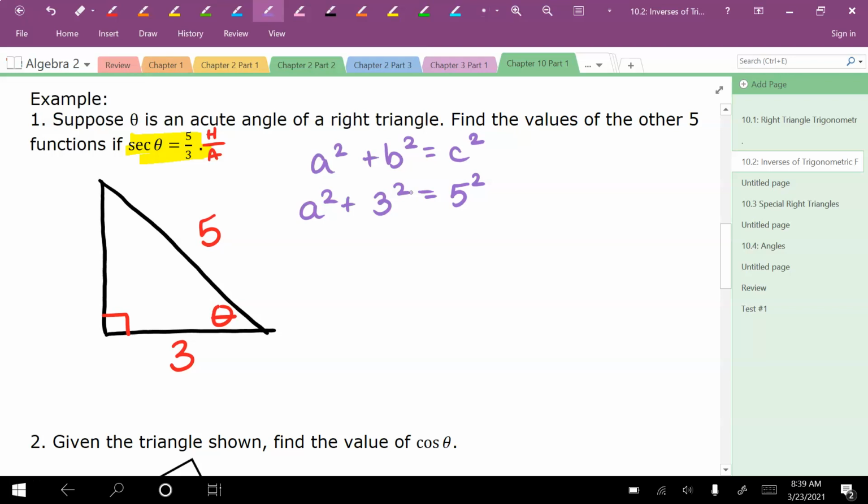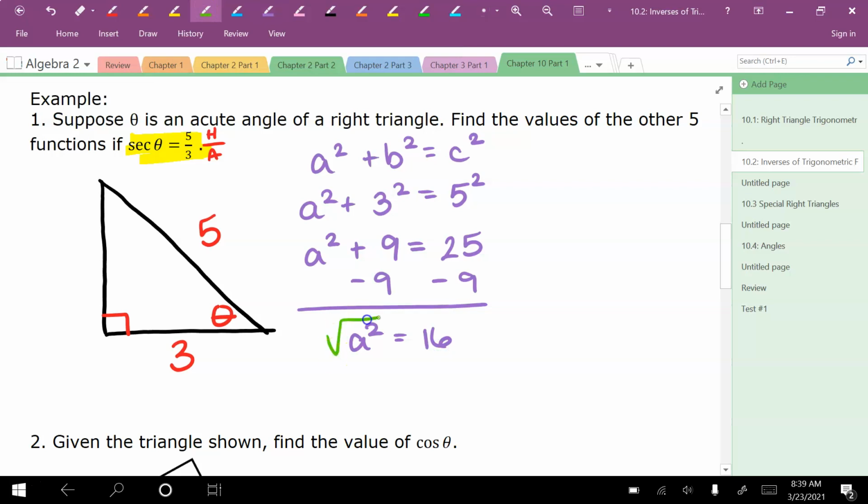Do you guys remember using this formula in geometry? Okay, so what's 3 squared? Good, 9. So I have a squared plus 9 equals, what's 5 squared? Good, 25. I subtract 9. So I have a squared equals 16. And to solve it, I square root both sides. And the square root of 16 is a 4. So that third side is 4.